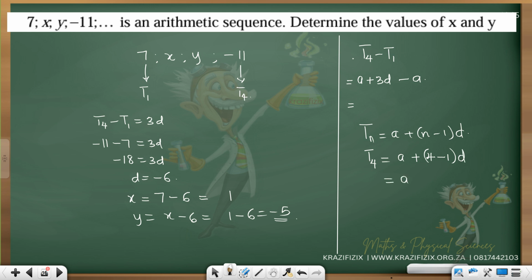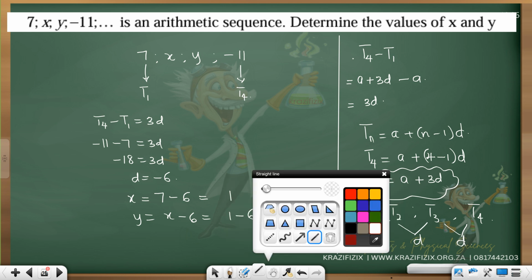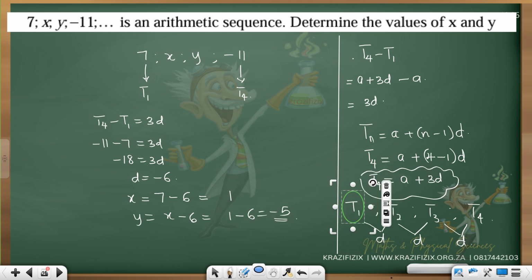We must move quickly. Yes. Oh, okay. Thank you, sir. All right, so A plus 3D. Are you okay now? Yes, thank you. Okay, just to show you again, you might need to go back to the beginning of this lesson. That is the difference. Do you notice that between T1 and T4, how many differences do we have? 3 differences. And that's it. Thank you, sir.